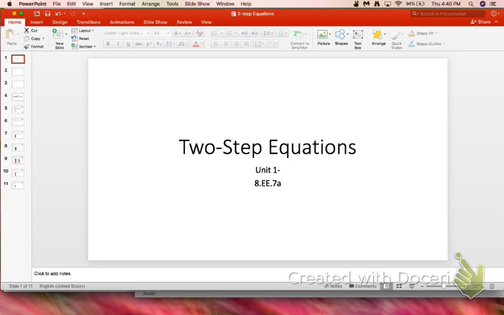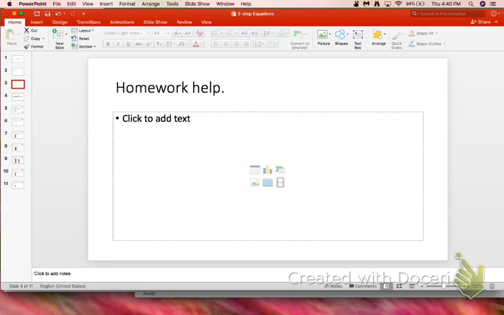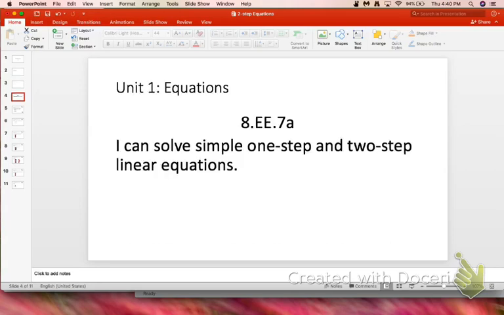So today we're going to talk about two-step equations. The biggest thing here is we've already written down this I can. And the I can is I can solve simple one-step and two-step linear equations.